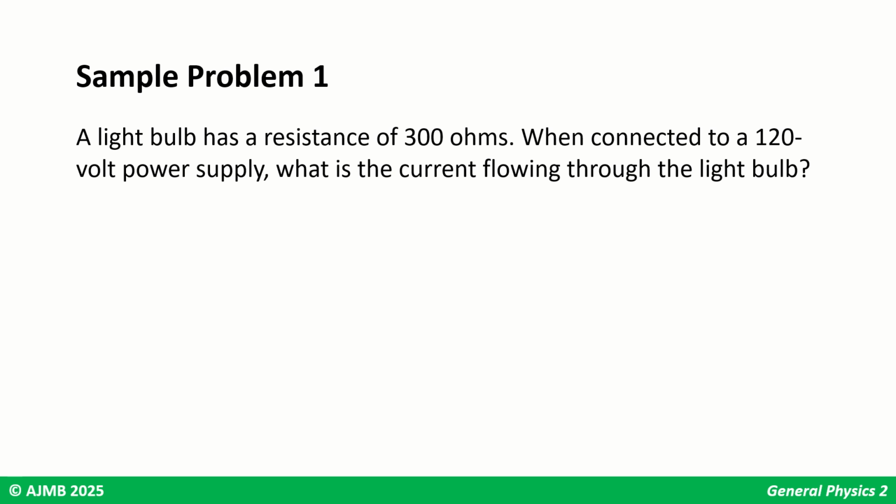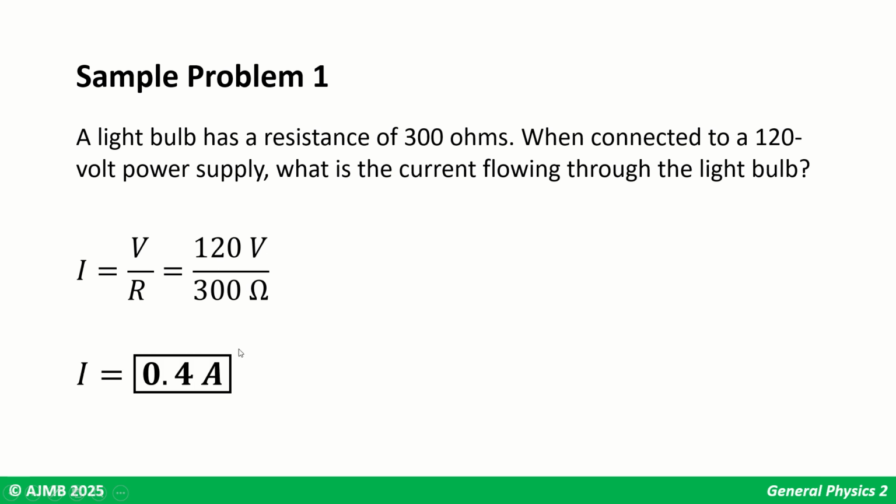Okay, let's use them in sample problems. Here we have a light bulb and it has a resistance of 300 ohms. It's connected to a power supply rated 120 volts, like this. We want to find out how much current is flowing through the filament of the light bulb. I guess we can use I equals V over R, right? Since we're looking for current, 120 divided by 300, your current is 0.4 amperes.